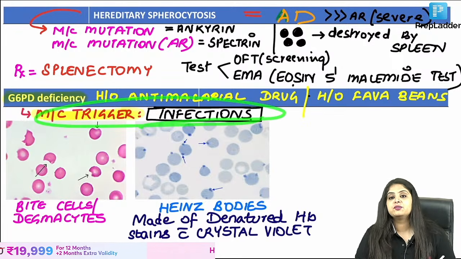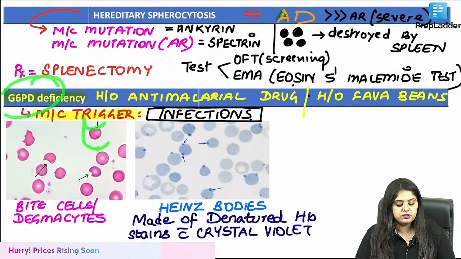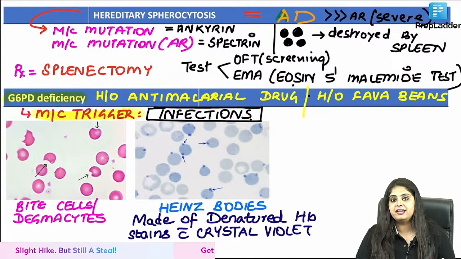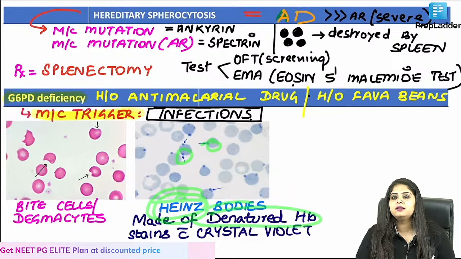The favorite trigger is going to be infections, usually viral infections. And now you know G6PD deficiency shows you which cells. You've done this. The dog bite, that is the degmacytes or the bite cells, and which bodies? This also you have done. Heinz bodies, the damaged hemoglobin.